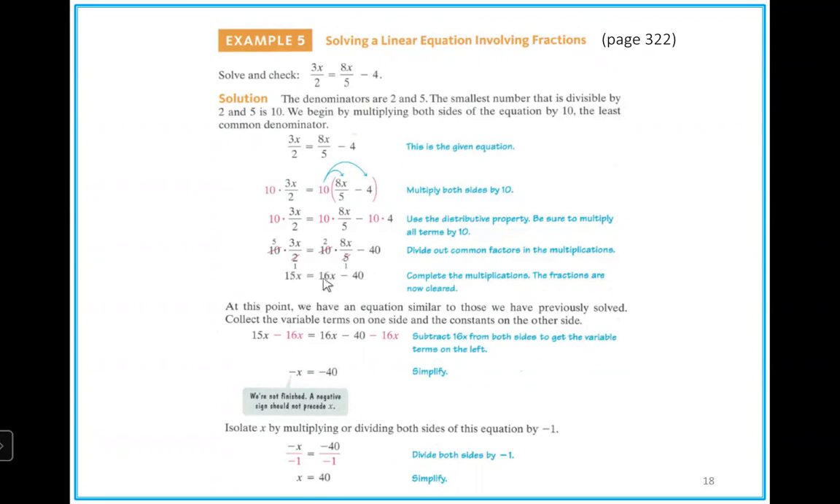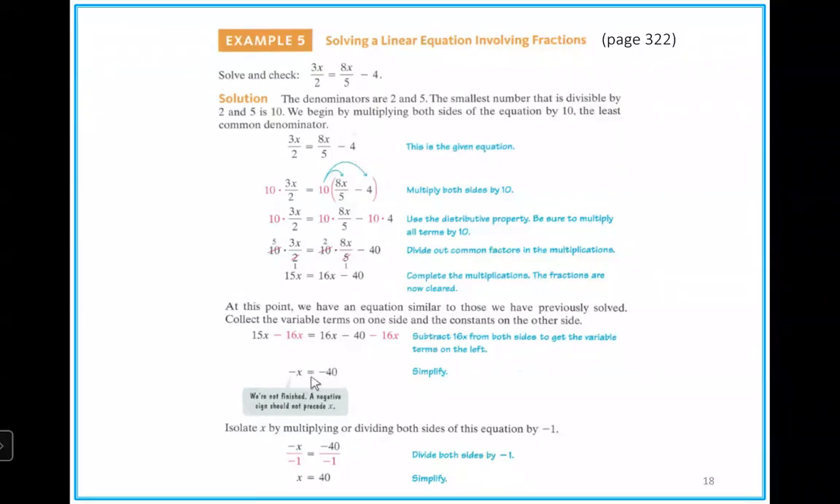And so once we have this portion now, we can bring the variables to the left, keep the constants on the right. So 15x minus 16x is equal to 16x minus 40 minus 16x. So we're subtracting the 16x from both sides. So you end up with negative x, because 15x minus 16x gives you negative 1x, equal to negative 40.